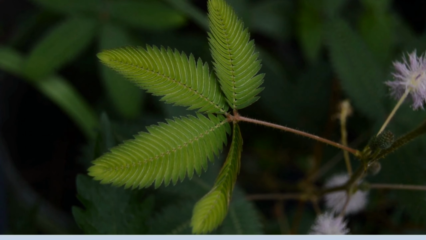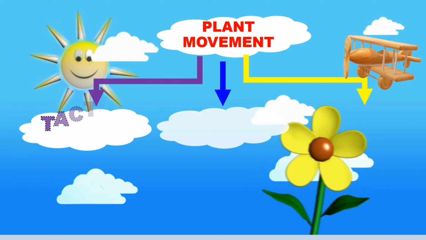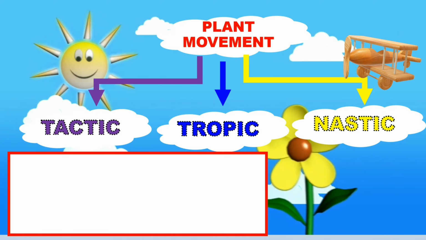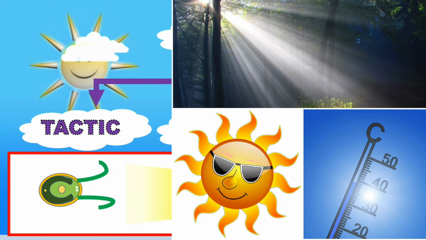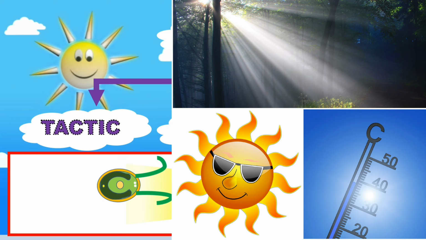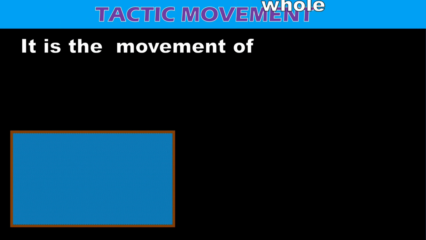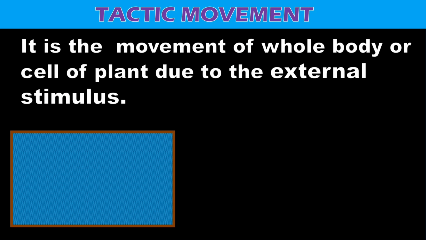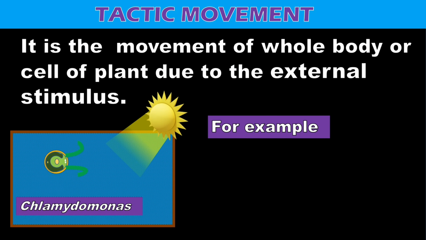Generally, plants show three kinds of movement, and they are tactic movement, tropic movement, and nastic movement. In tactic movement, some unicellular plants move from one place to another in response to the stimulus like light, temperature, heat, etc. Therefore, the tactic movement is the movement of whole body or cell of plants due to the external stimulus. For example, algae like Chlamydomonas and Volvox show tactic movement.